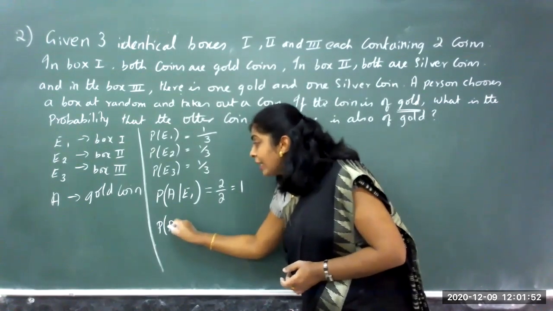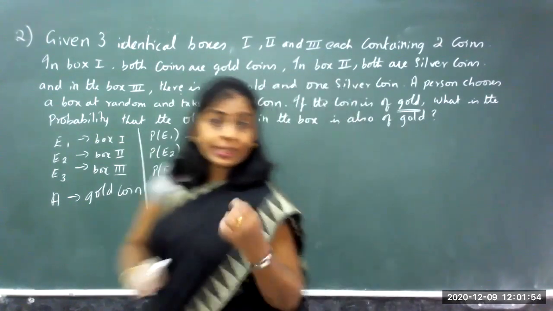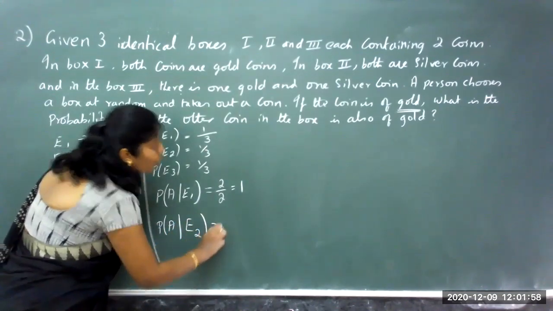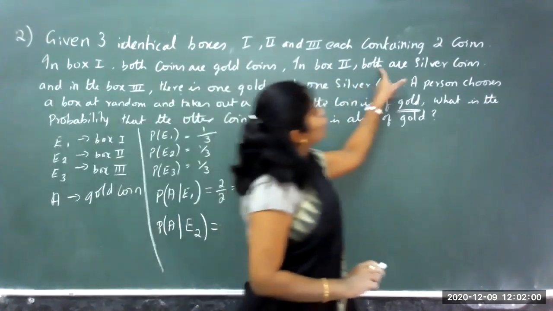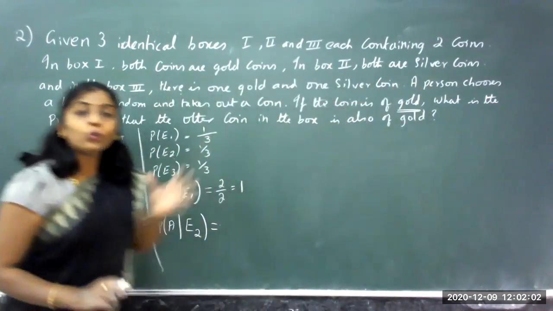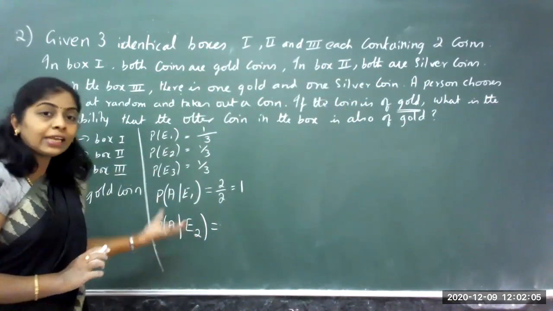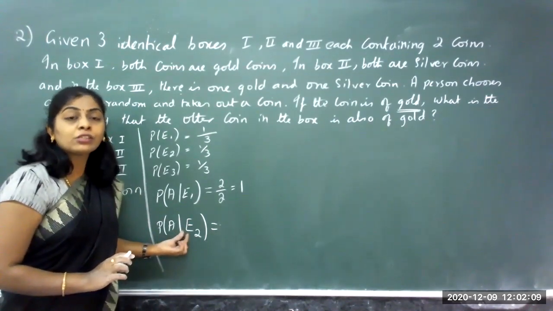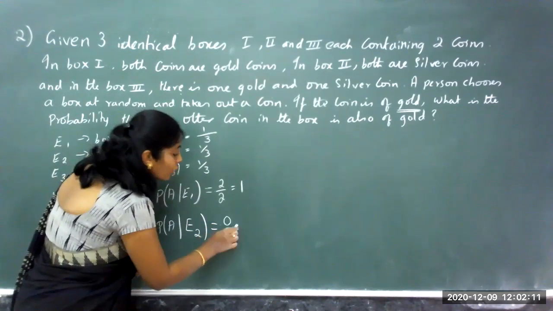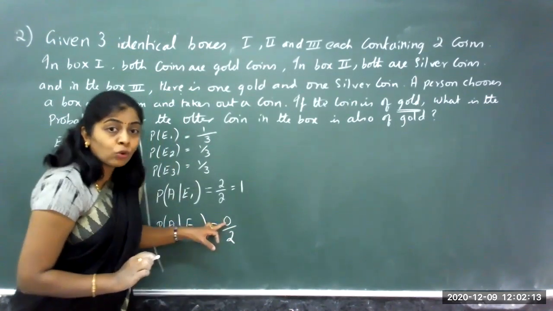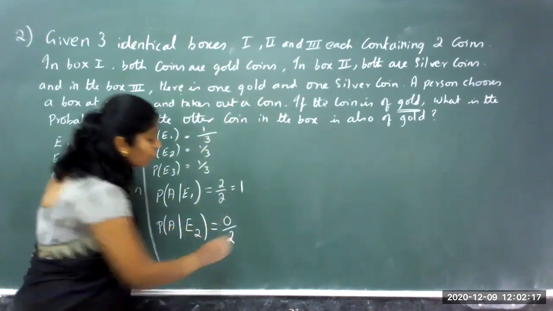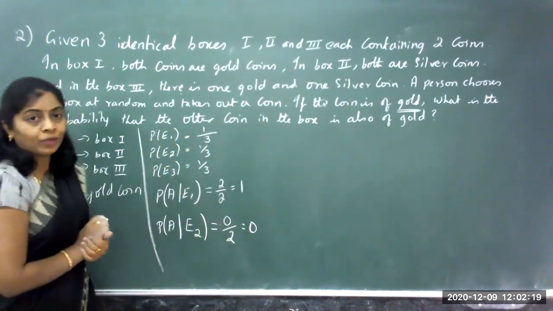Probability of choosing a gold coin, that is A, from box 2. Now in box 2, what do I have? In box 2 both are silver coins. I don't have gold at all, so this event A has not occurred. There is no chance of getting a gold coin. So it is 0/2. There are no gold coins, divided by the total coins in the box, which remains 2. 0/2 is nothing but 0.